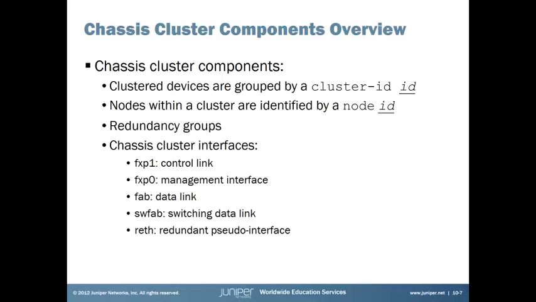We have this fab interface here, which is the data link, and that synchronizes our forwarding planes. So all the synchronizing data goes across the forwarding plane. We have this thing called an SW fab link, and that will pass network traffic between the devices. So where you've got traffic that maybe comes in on one device and has to go across onto the other device, that's the link that transports the actual flow of traffic between the devices.